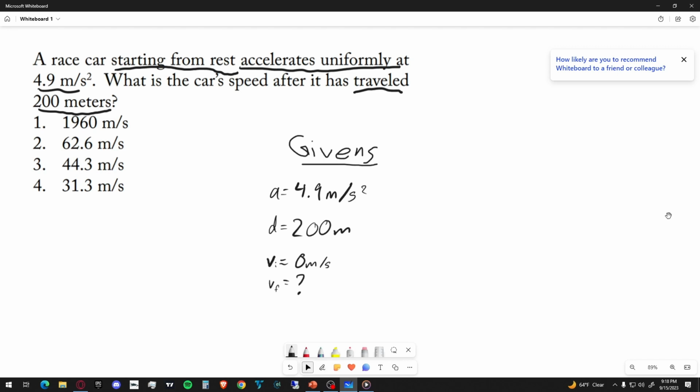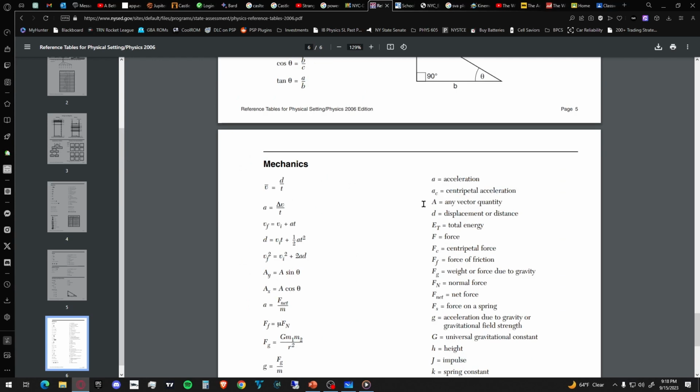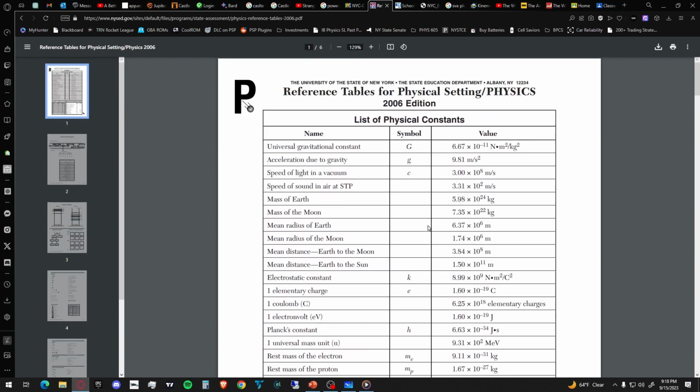Now, the next step is to find on the reference table which kinematic equation has acceleration, displacement, initial velocity, and final velocity. We want final velocity to be the only thing in the equation that we don't know. So we can go to our reference table. This is our reference table.